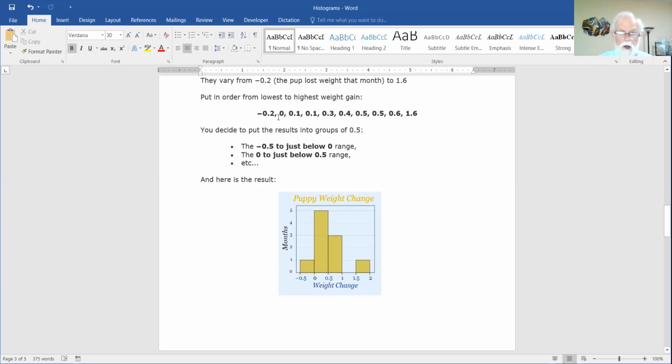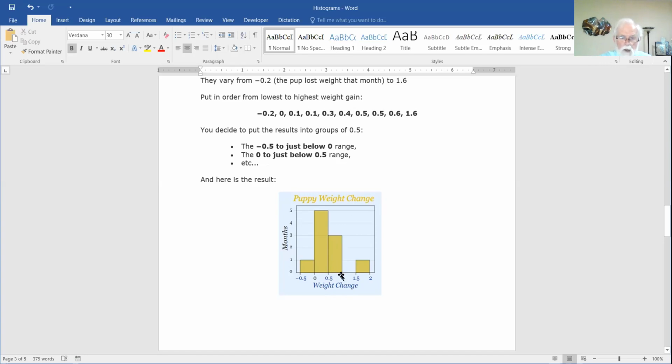We have 1 month where the puppy lost weight. And so we have 1 month here where there was no weight gain. Okay, so in that particular case, we've got 0, and then 0.1, 0.1, 0.3, 0.4, and that's where we stop. There are 5 of them, 1, 2, 3, 4, 5. Note the 0.5 is the beginning of the next range. And we take that up, we have 3 at that.